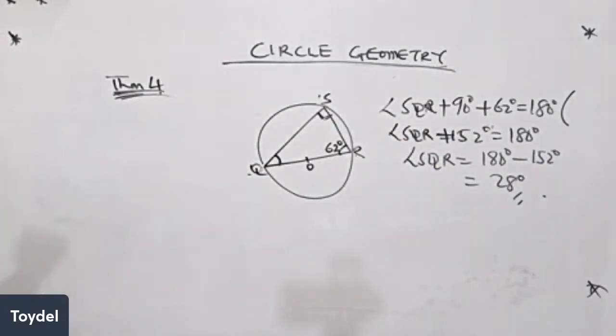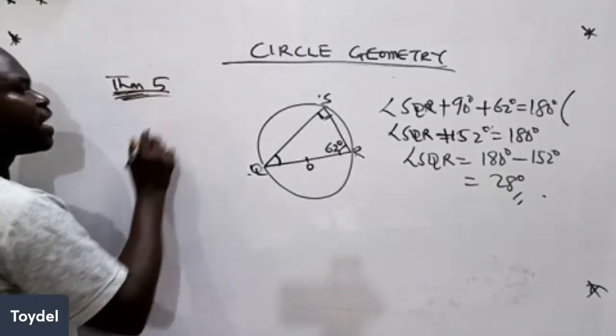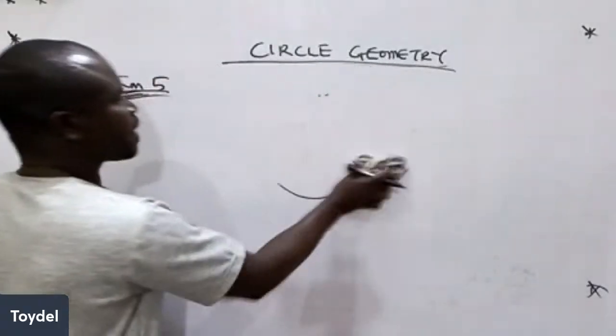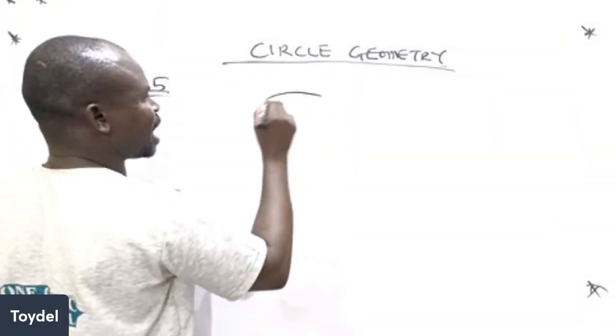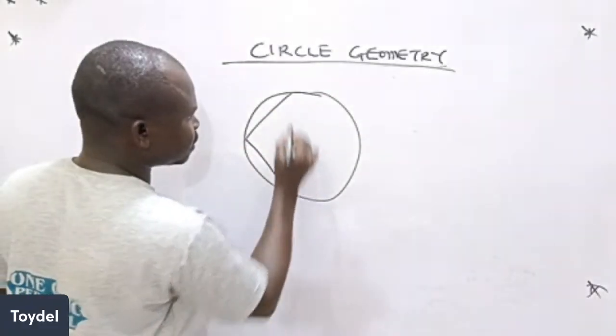So once you look at this question, you should know that we are going to apply theorem 4: angle in a semicircle is a right angle. Then I'll go to theorem 5. Theorem 5 is where you have a cyclic quadrilateral. That is, you have a quadrilateral inscribed in a circle, something like this.